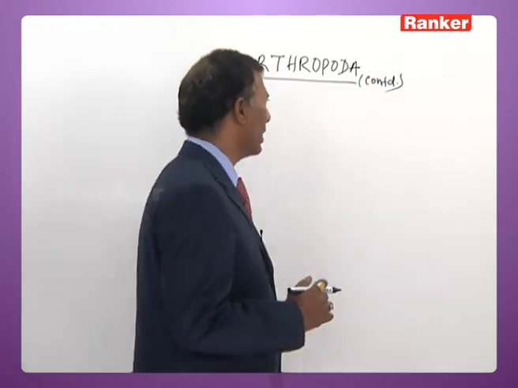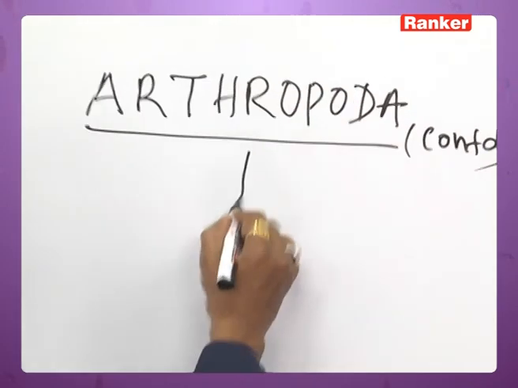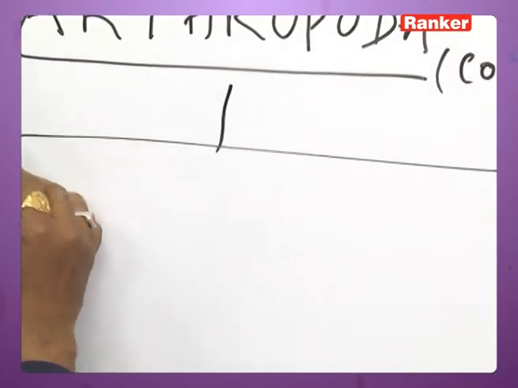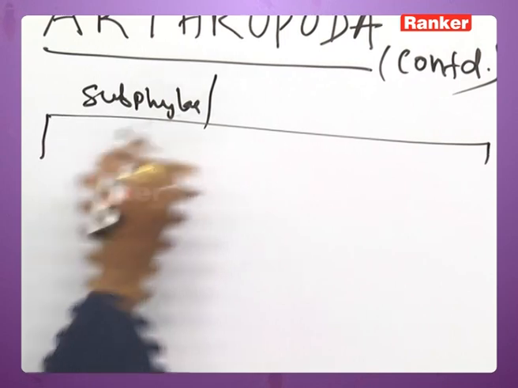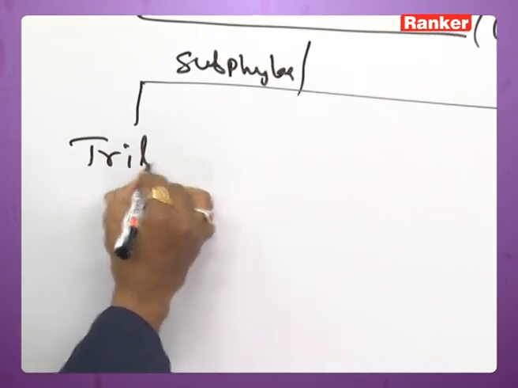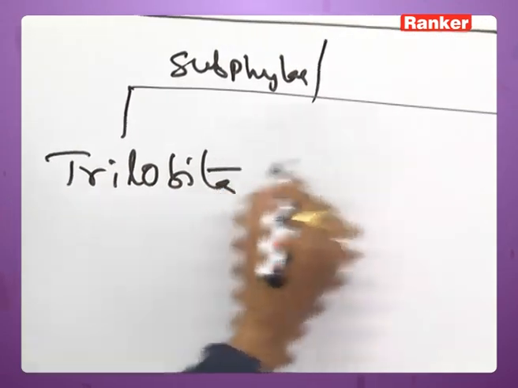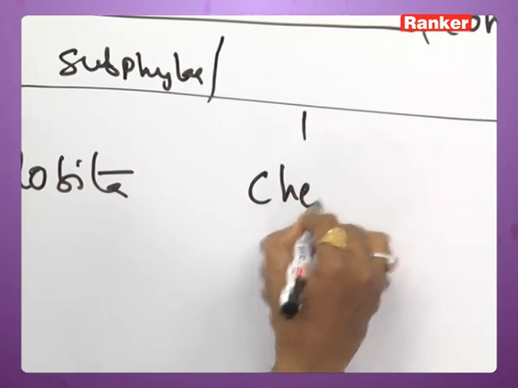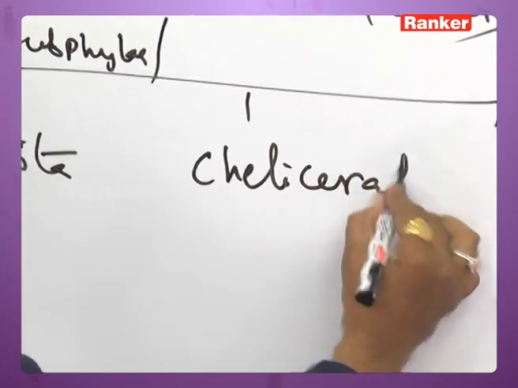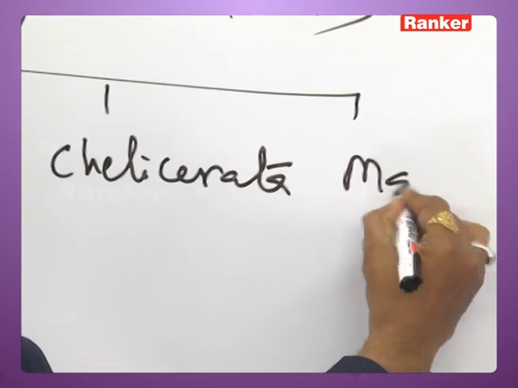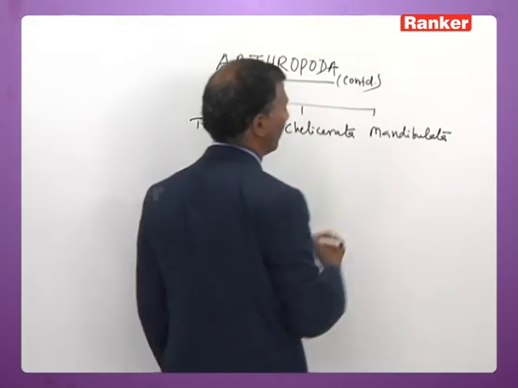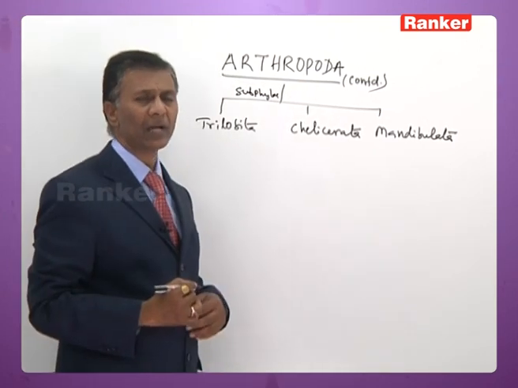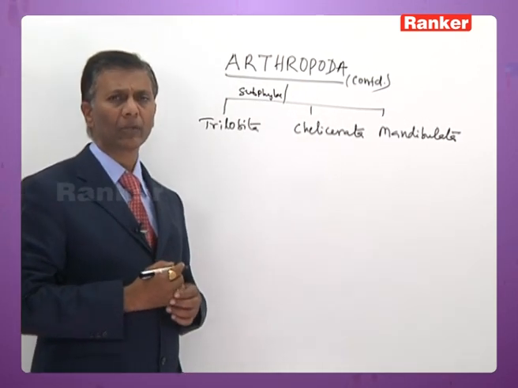Now Phylum Arthropoda is divided into subphyla: subphylum Trilobita, subphylum Chelicerata, subphylum Mandibulata. They are the important subphyla under Phylum Arthropoda.